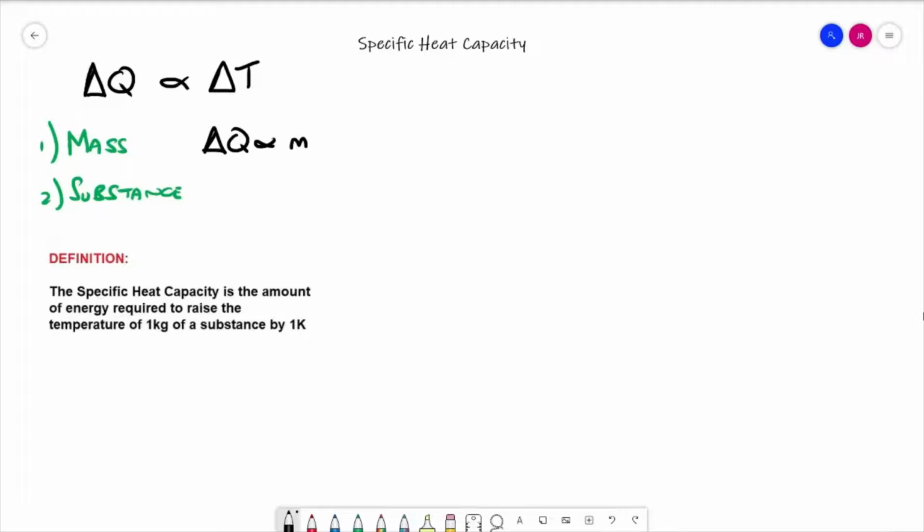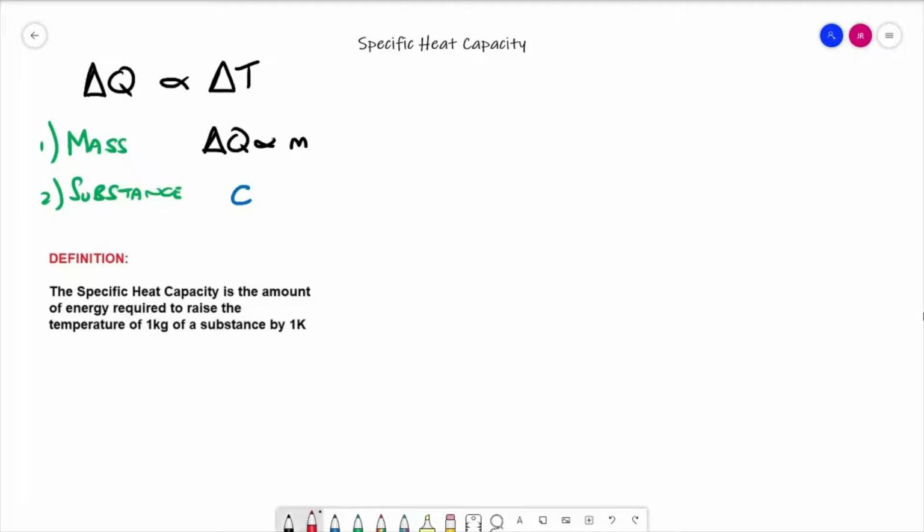And there then is the definition: the specific heat capacity is the amount of energy required to raise the temperature of 1 kilogram of a substance by 1 Kelvin. Now, the symbol that we use for specific heat capacity is a lowercase c, unfortunately not to be confused with the speed of light here. And we'll have a look at what the unit of specific heat capacity is in just a moment's time.